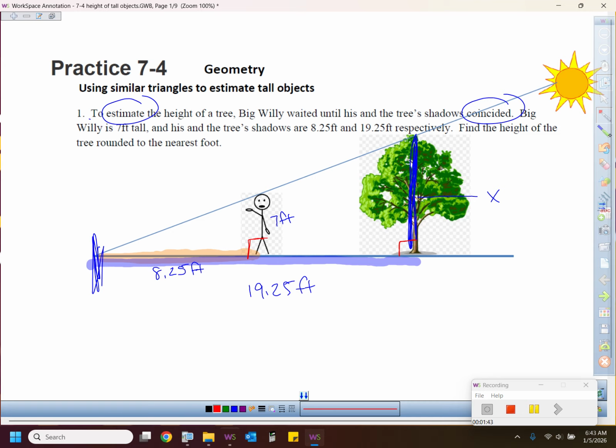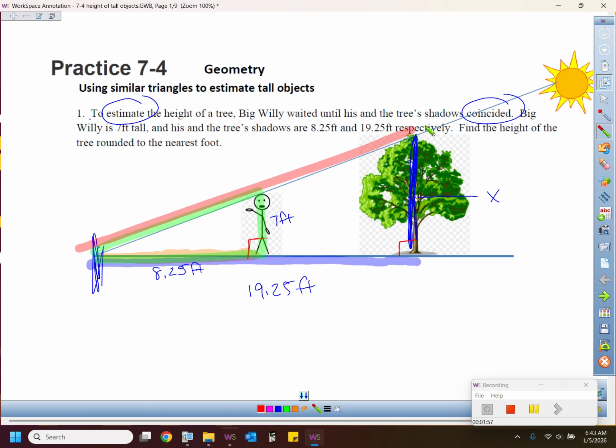And then the other thing is we've got this triangle right here in green. He is totally inside of this giant red triangle right here. So they share this angle right here. So these triangles are similar by angle.